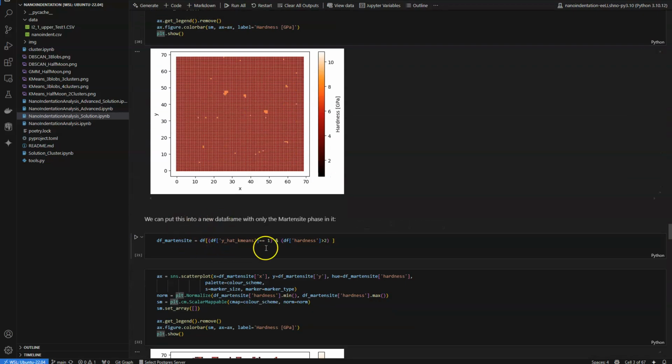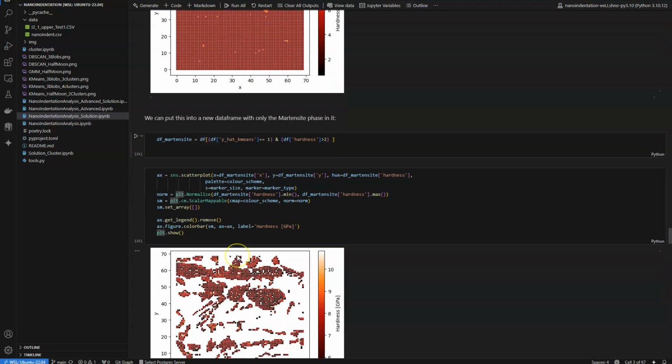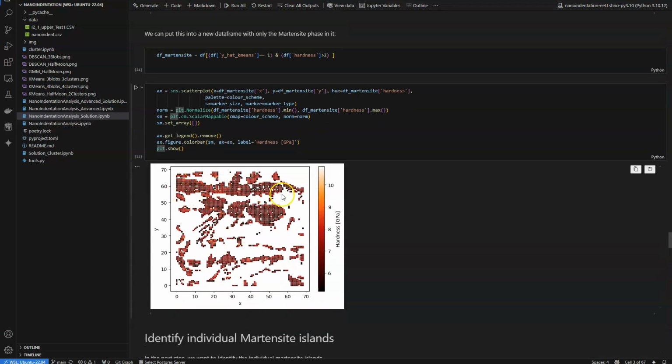You can put this now into a new data frame and only put the martensite phase in it. Right? So we have the prediction from it and the hardness, and do this manual filtering. And if we do that, it looks already a bit better. And we have the martensite islands and not our artifacts.